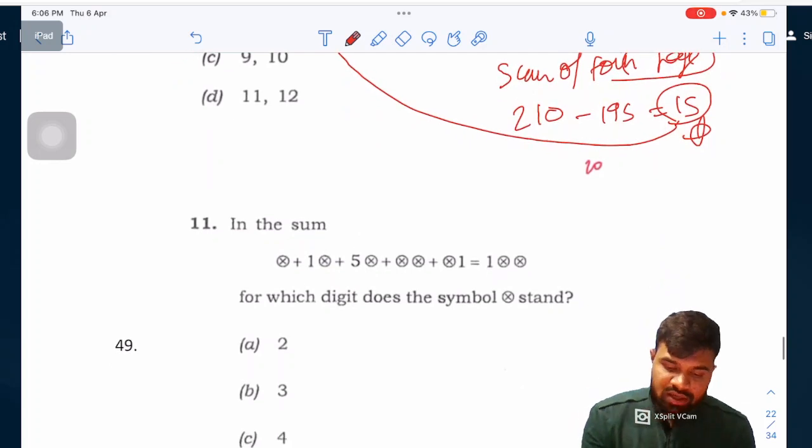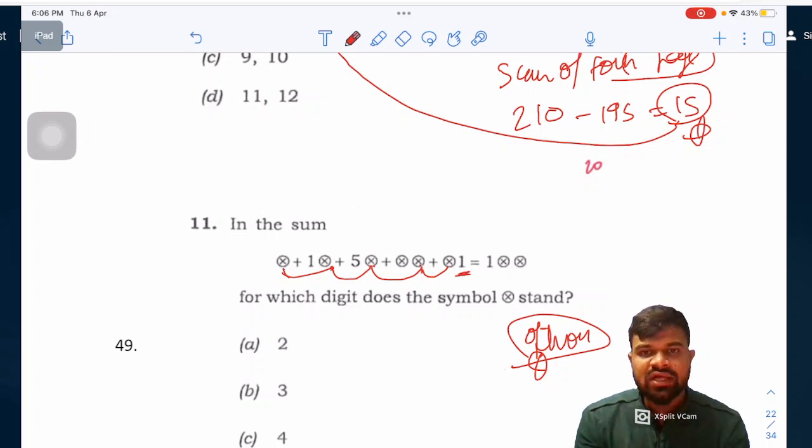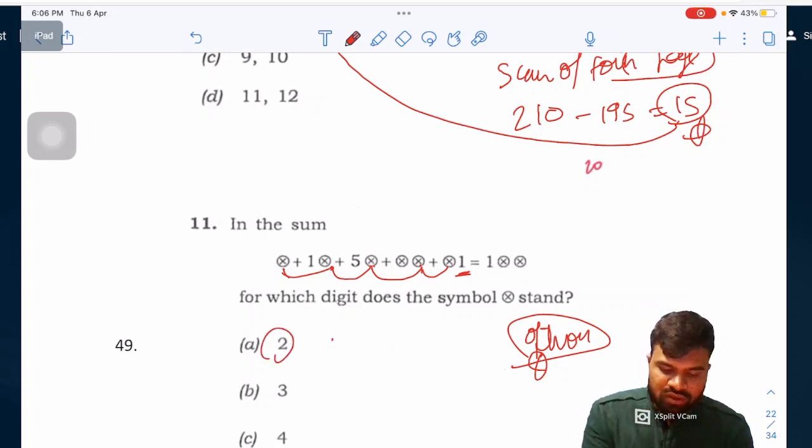Okay, now again a question on the same pattern. How will you do it? You will try to find it from the options. If 3 is added 4 times, one, two, three, four, a digit is added 4 times, and when 1 is added to that, the digit becomes that itself. So we will try with 2. 2 into 4 is 8, 8 plus 1 is 9. The digit is not 2.